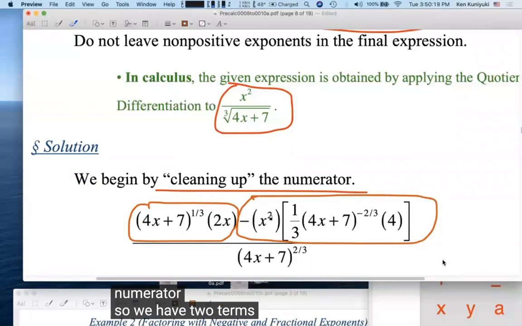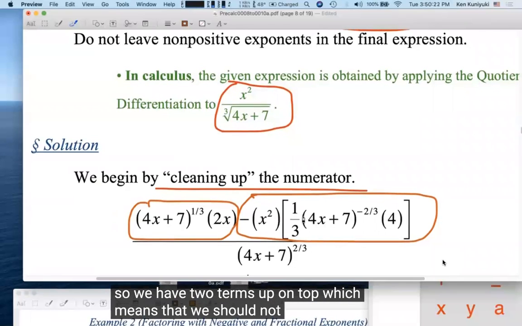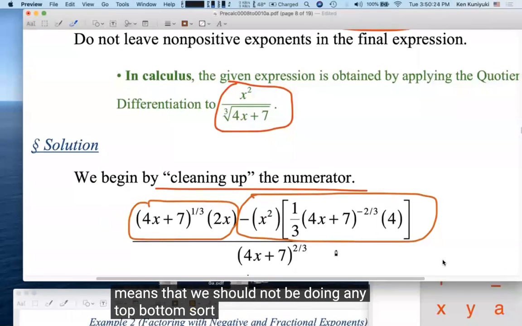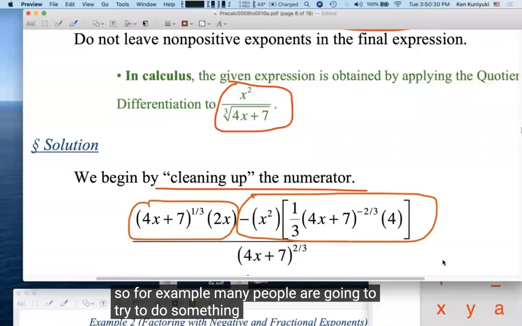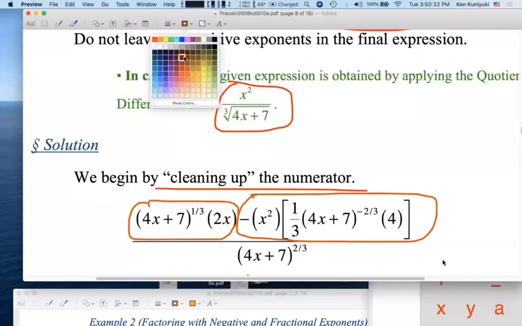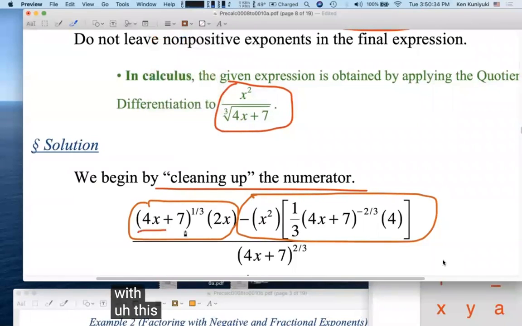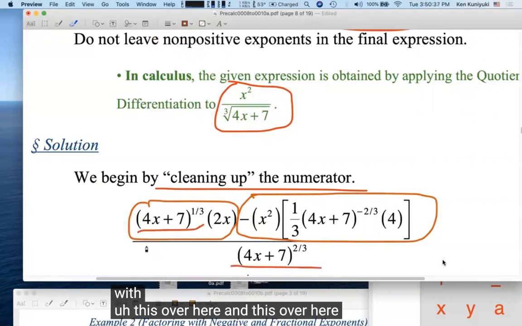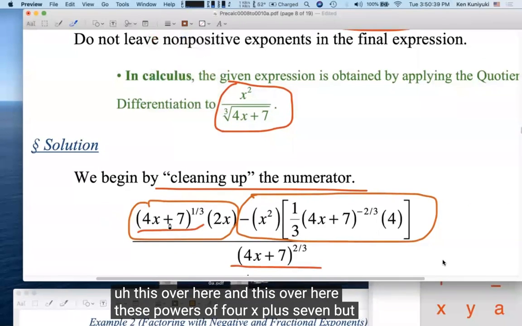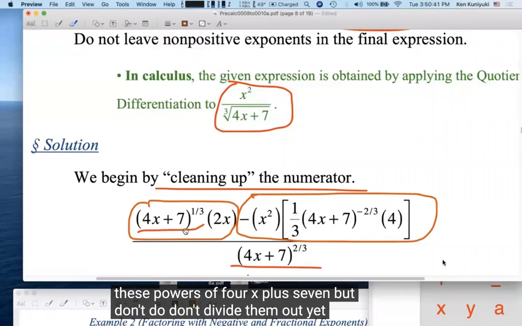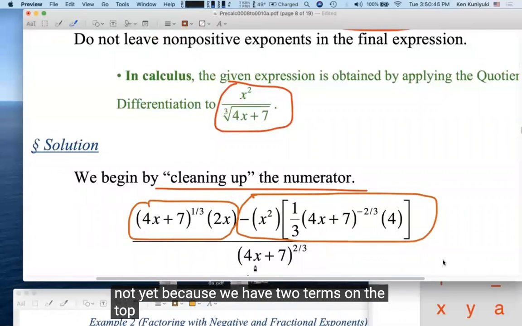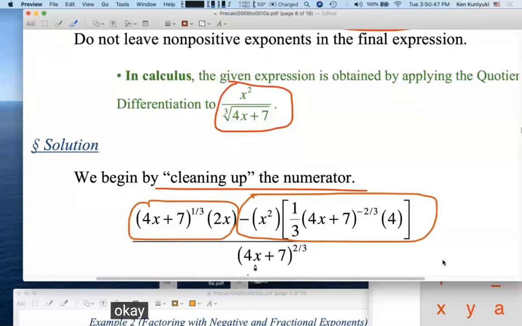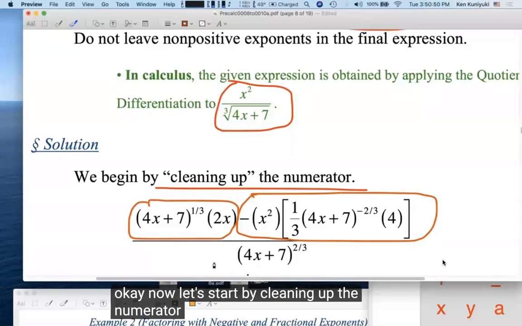So we have two terms up on top, which means that we should not be doing any top-bottom sort of canceling or dividing just yet. For example, many people are going to try to do something with this over here and this over here, these powers of 4x plus 7, but don't divide them out yet. Not yet, because we have two terms on the top. Okay, now let's start by cleaning up the numerator.